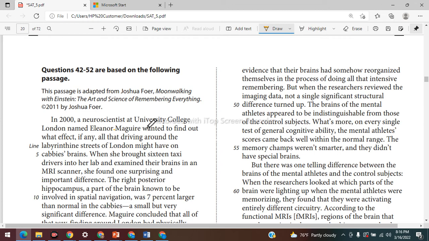All right. So let's read the following. It says, this passage is adapted from Joshua Foer, Moonwalking with Einstein. Anyone knows Einstein?